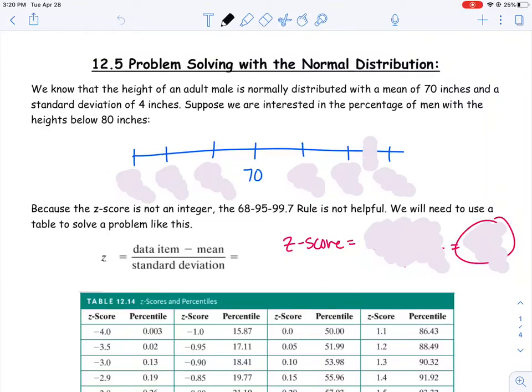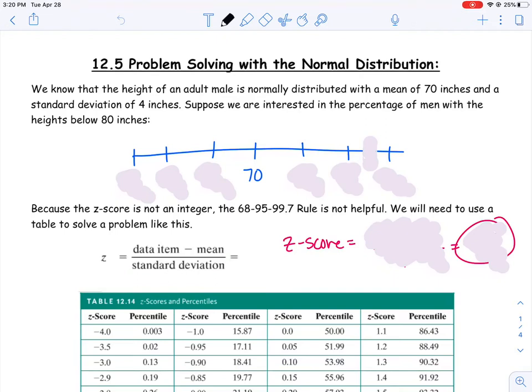Okay, here's our last video, our last section of chapter 12. We're going to do 12.5. We're going to still talk about normal distribution and using either our 68, 95, 99.7 rule or our z-scores to help us figure out certain percentages and percentiles.